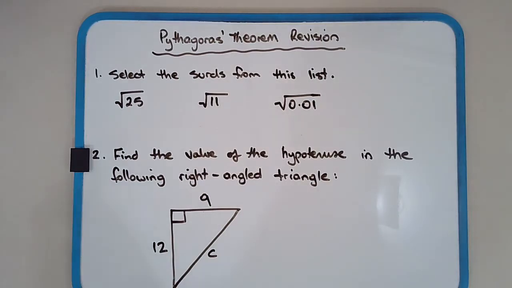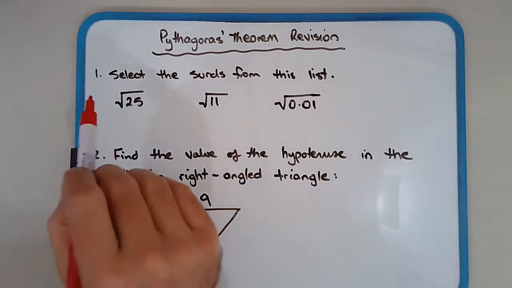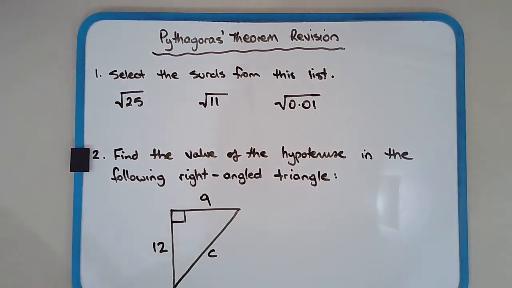In this video, we're going to revise Pythagoras' theorem. Let's have a look at question 1. Select the surds from this list. So a surd is basically a number that involves a square root, but it's also one that, when you enter it in on the calculator, you're going to get a horrible looking decimal.